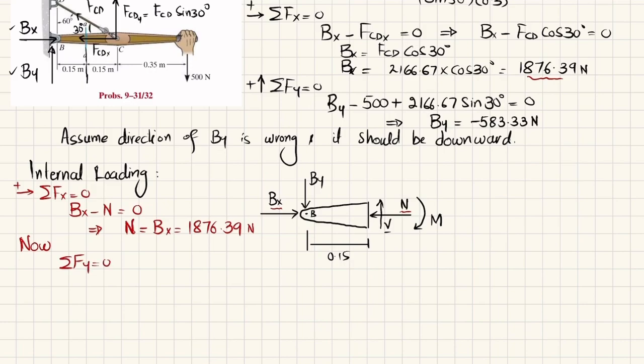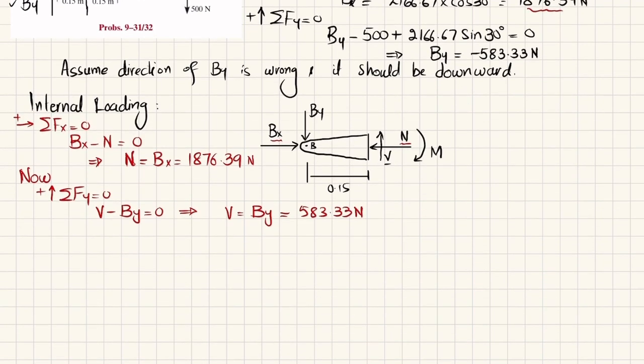Now we will find the shear force V, and for that we will apply the sum of all forces along the y direction must be equal to 0, and upward force is taken as positive. So V is upward, so V minus By is equal to 0, and from here we get V equal to By, and this By is 583.33 Newton.